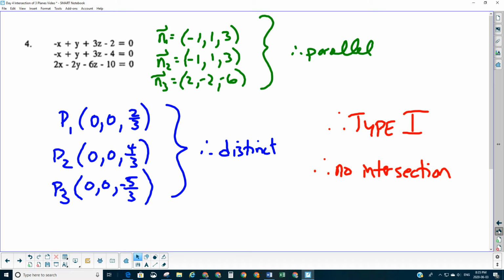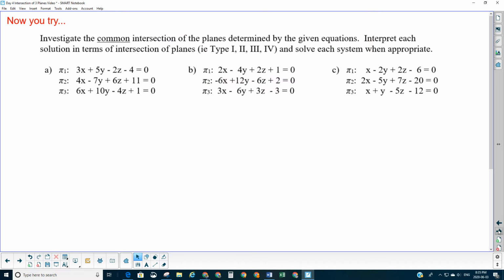And so now I'm going to give you a couple of practice questions. So here they are. I'm only giving you three, so you don't know which one I've left out. You're going to investigate the common intersection of the planes determined by these equations. Interpret each solution by first identifying the type and then solving when appropriate. So don't forget, after you figure out what type, you tell me whether it's an intersection or not. If it's a point, you solve for the point. If it's a line, you solve for the line.